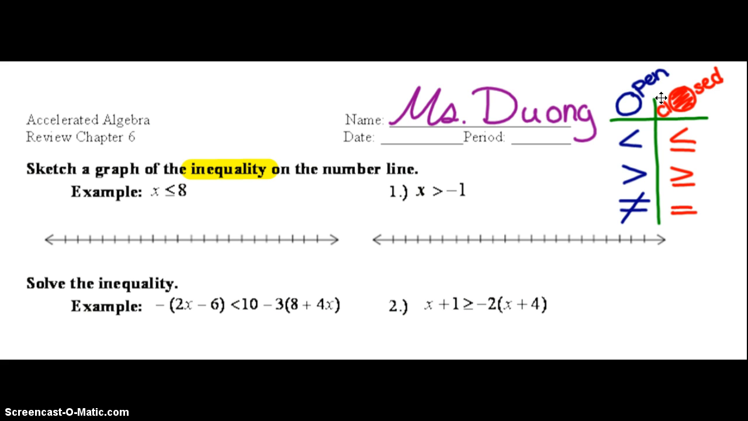On the closed circle, you have less than or equal to, greater than or equal to, or equal to. Notice my first example says less than or equal to. If you have a hard time remembering which is less than and which is greater than, look at the inequality and think, which way does it point?